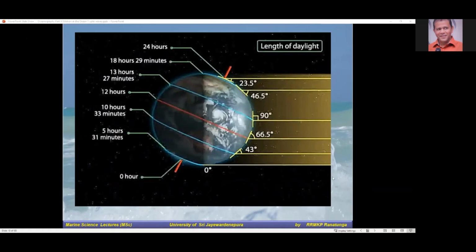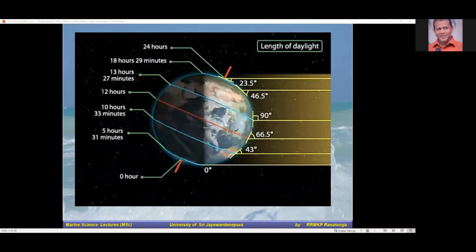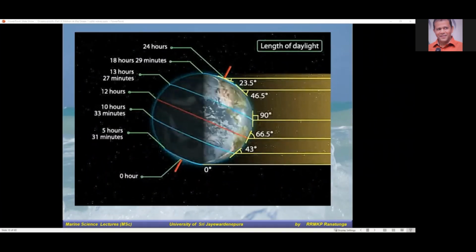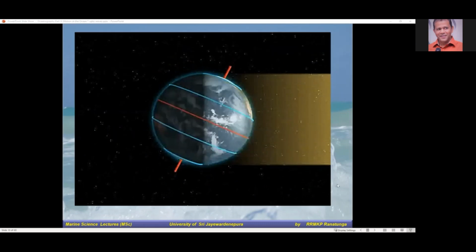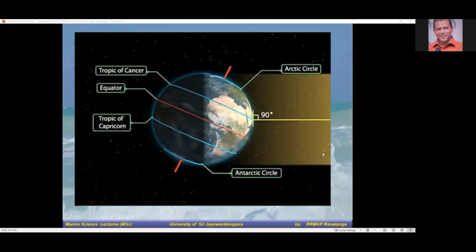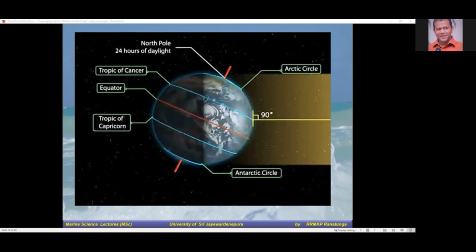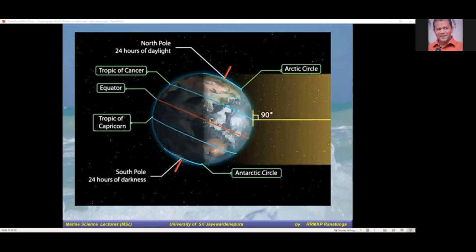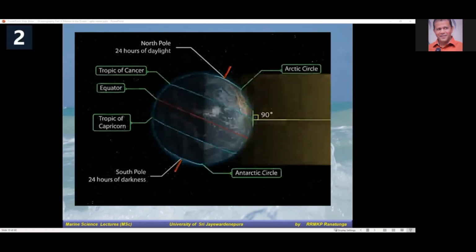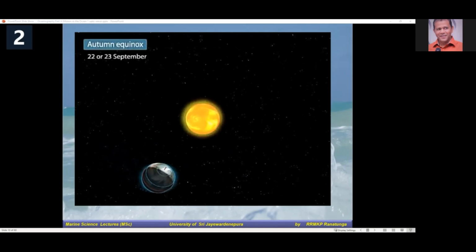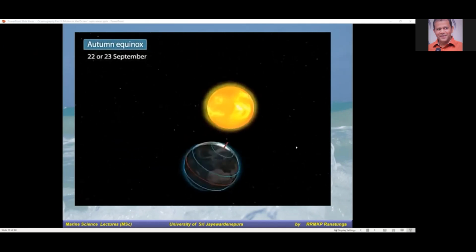On this day, the length of daytime of the northern hemisphere is the longest in the year, while that of the southern hemisphere is the shortest in the year. Besides, there are 24 hours of daylight at the Arctic Circle and 24 hours of darkness at the Antarctic Circle. Autumn equinox. On the 22nd.